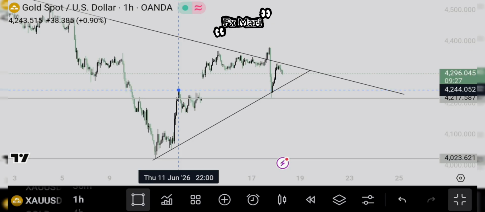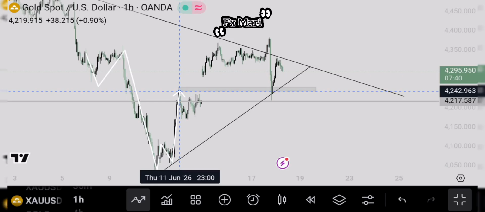Then we hop in H1 time frame. In H1 time frame, you can clearly see there was this high, price was correcting there, and price failed to break that high, and it made a correction.